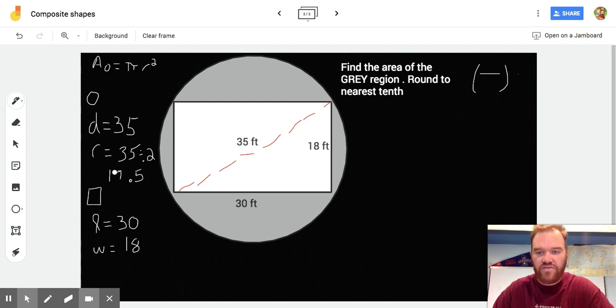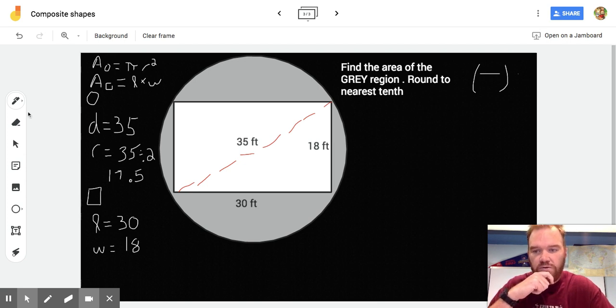Now I have everything I'm going to need to find my areas. I'm going to put up here for reference that the area of a rectangle is length times width.